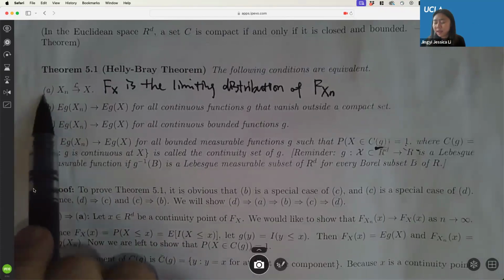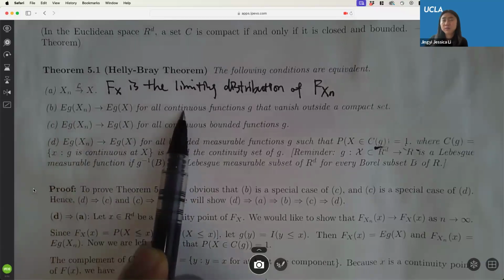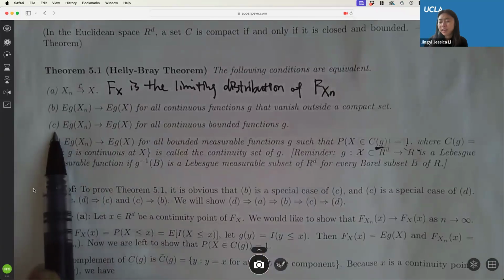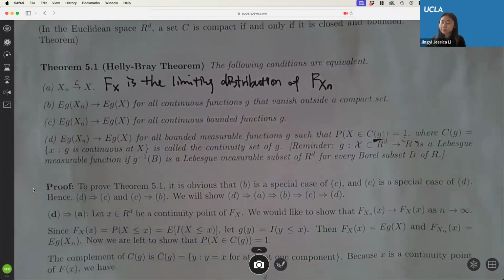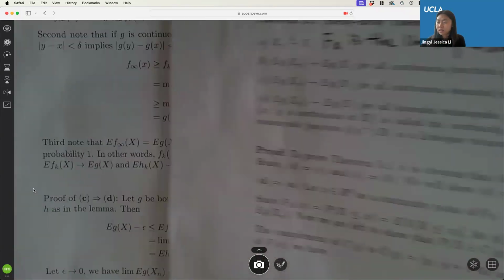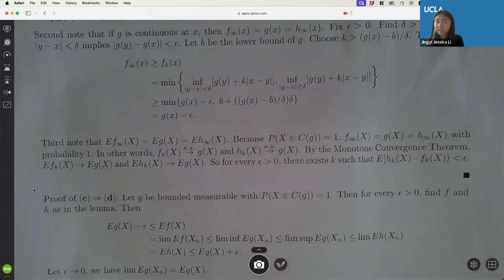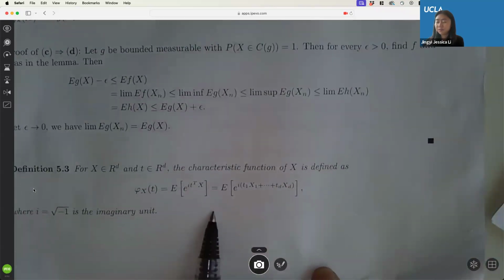So that's why you go from A to B: indicator function to continuous functions with compact domain support, and then B to C and C to D. So that's the whole idea of proving Hillenbrand. And the proof itself uses a lot of the techniques we use from measure theory. All right, so let's continue.